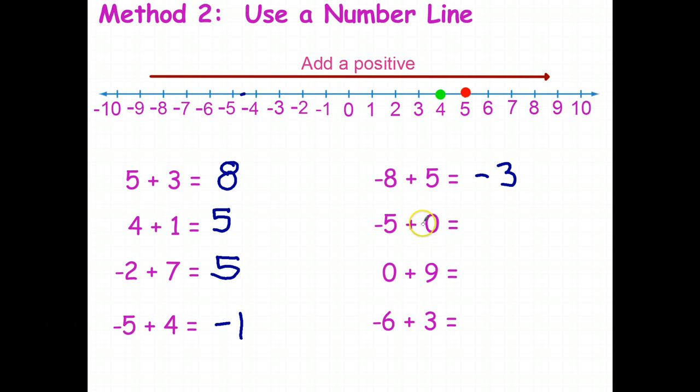Starting at negative 5 and adding nothing means I don't go anywhere, so I stay at negative 5. Starting at 0 and adding 9 takes me to positive 9. And starting at negative 6 and adding 3 takes me to negative 3. So that's how we add a positive. Basically, it means the first number is where you start, and then you move to the right.